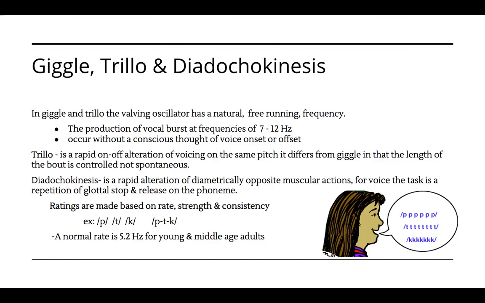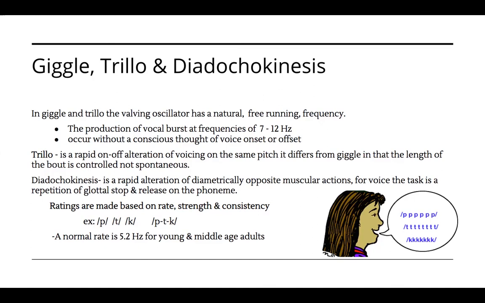Diadochokinesis is a rapid alteration of diametrically opposite muscular actions. For voice, the task is a repetition of glottal stop and release on the phoneme. Ratings are made based on rate, strength, and consistency.